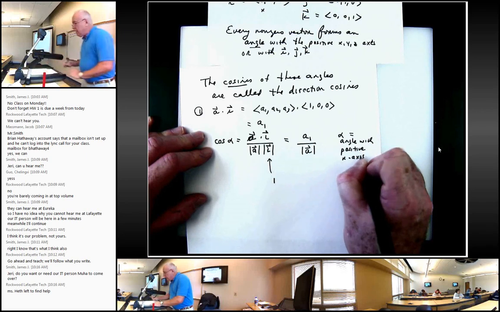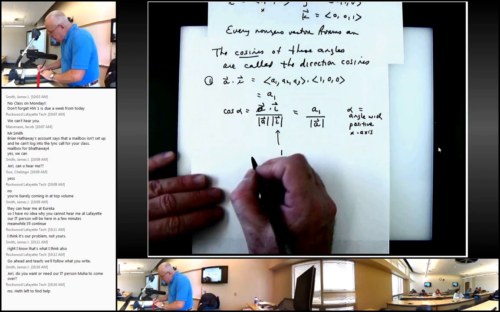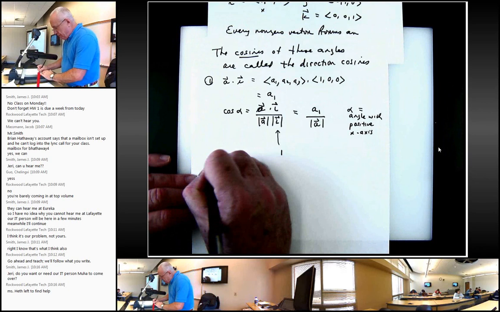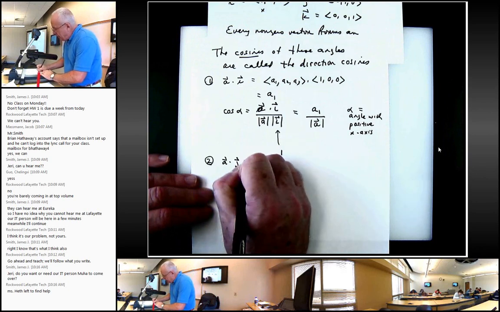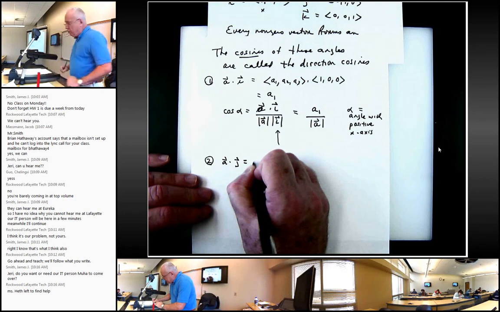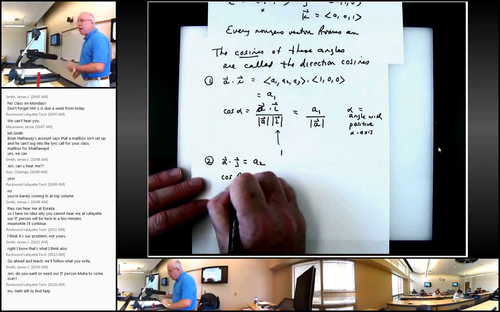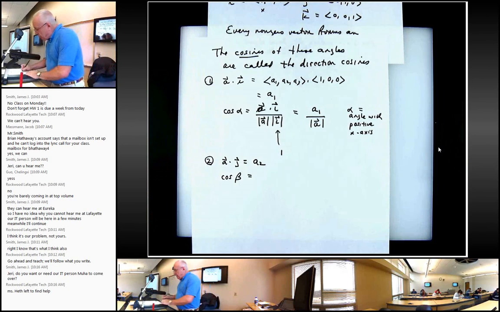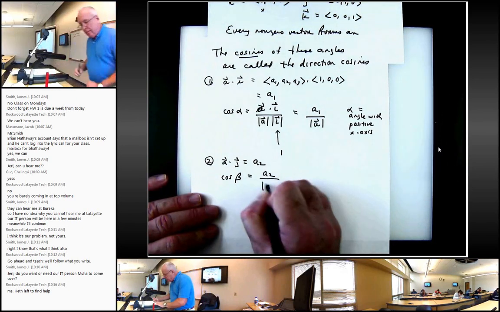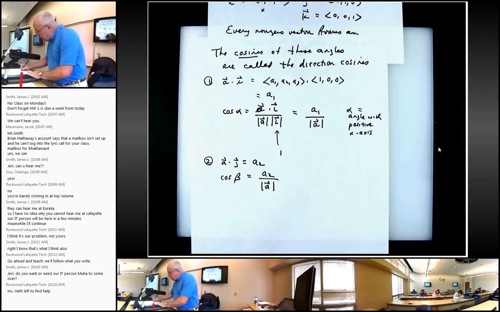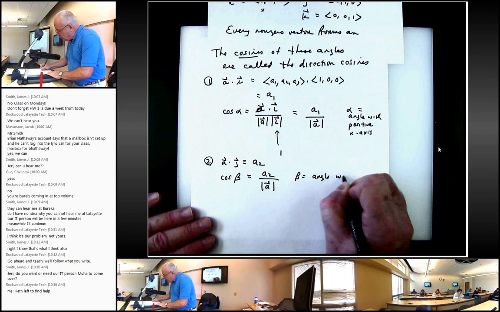And I can do the same kind of thing with j and k. So similarly, number 2, we know that A dot j is going to equal A sub 2. So therefore, the cosine of beta, when I plug in the formula, is going to be A sub 2 divided again by the magnitude of A. And this is where beta is the angle with the positive y-axis.